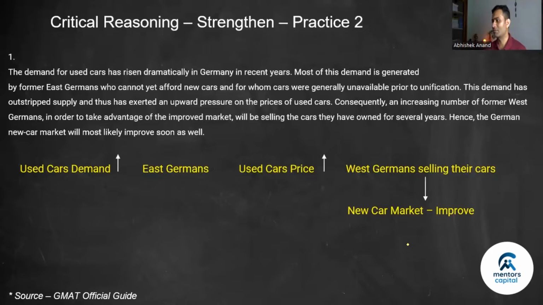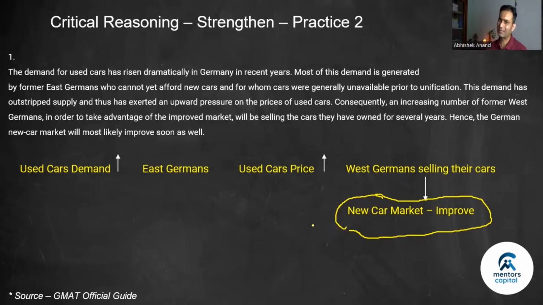The new car market will improve. So you need extra information to support this. By West Germans starting to sell their old cars, how will the new car market improve? Because yes, the used car market is improving. The price is going up, so the market is improving for the sellers, not for the buyers. Buyers के तो price बढ़ रहा है. So how will the new cars market improve through this act?